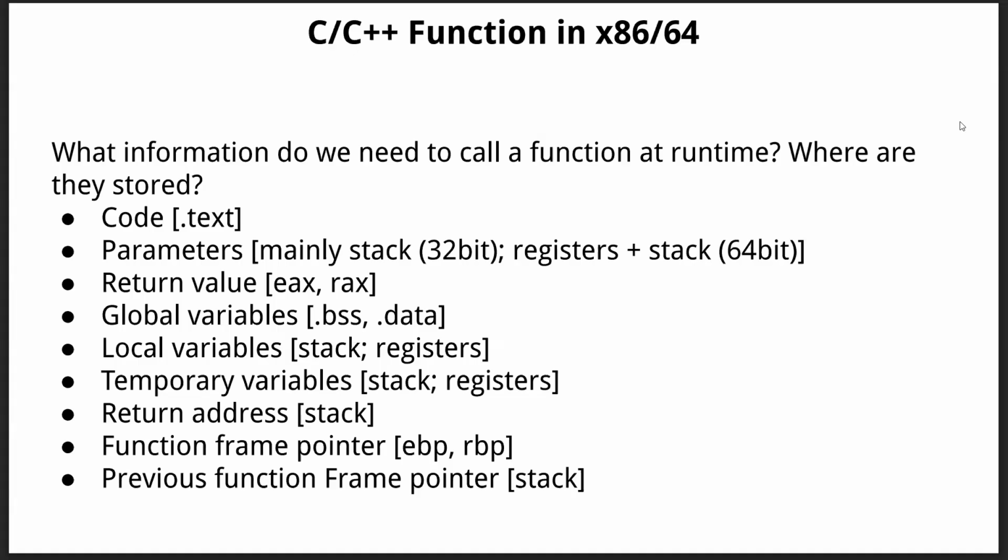Local variables usually use the stack. We can also use registers to do that if we have enough registers. Temp variables, the same. Return addresses are stored on the stack. Okay, the stack is memory. So that is very dangerous because the return address is a code pointer, and you are saving a code pointer onto the stack, which can be overwritten. The function frame pointers are stored in the register EBP and the register RBP. And the previous function's frame pointer is also stored on the stack. We're going to see examples of that.